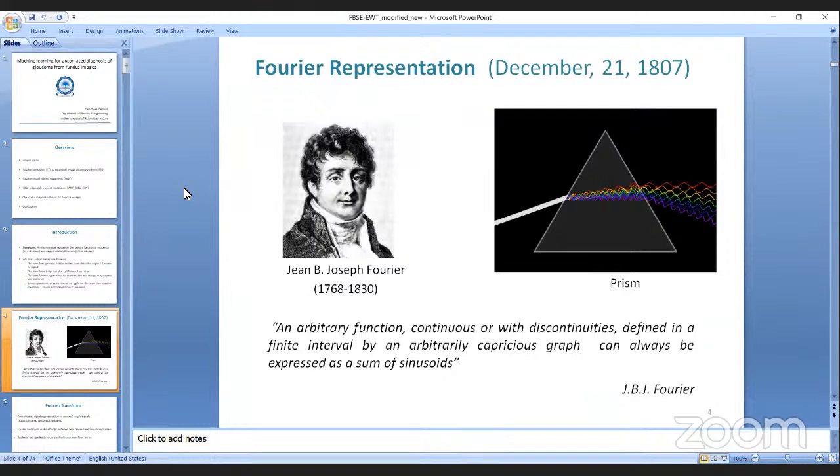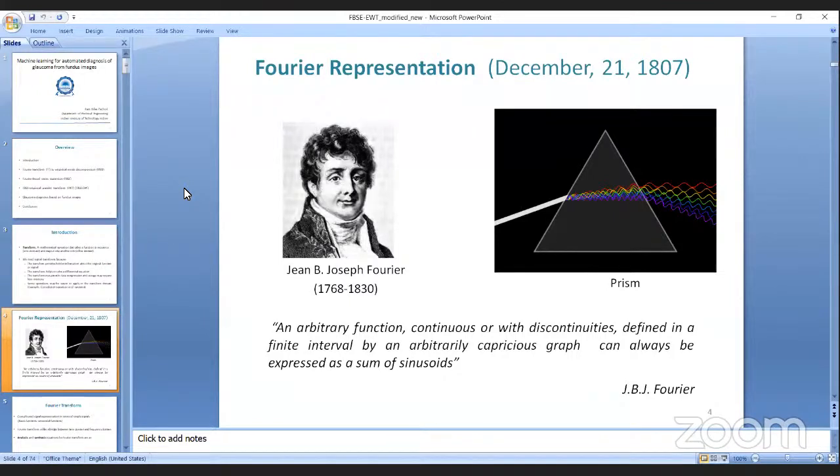With this prism, he observed that white light can be decomposed into 7 basic colors. So he got an idea, and he said that if white light can be decomposed, then in a similar way, a complicated signal also can be decomposed into simple components, simple signals. That was the idea, and he represented the complicated signal in terms of simple signals like sinusoidal functions. According to Fourier, an arbitrary function that is continuous or has a finite number of discontinuities can be defined in a finite interval with the help of an arbitrary continuous graph.